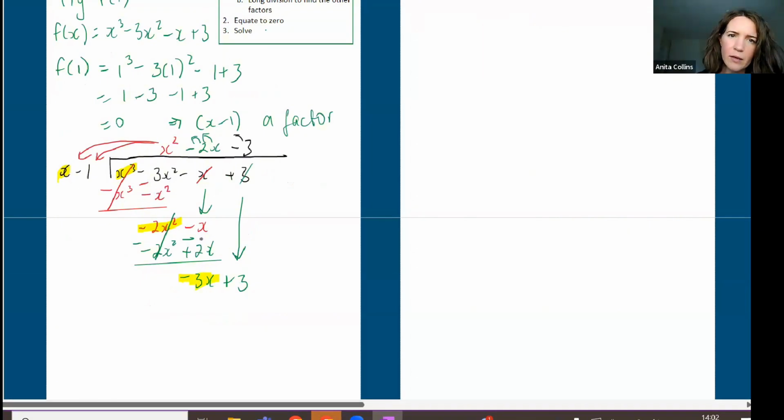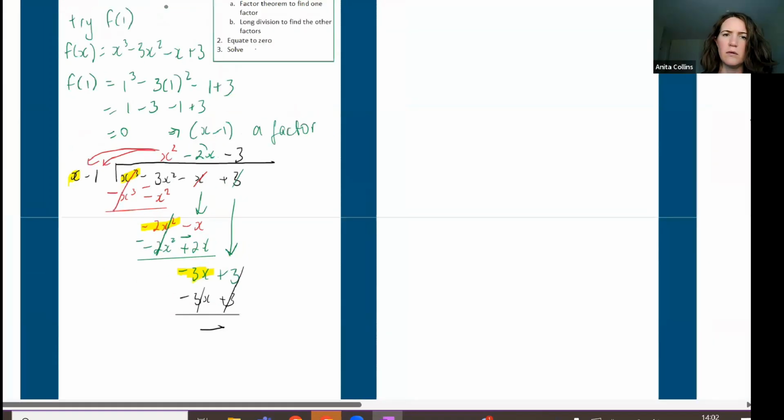Multiply back. Minus 3 times x is minus 3x. Minus 3 times minus 1 is plus 3. Because it's a factor, we knew there was going to be no remainder. So that should cancel in the end. They should go away. If they don't, you've made a mistake somewhere in your long division. Okay, so what have we got?